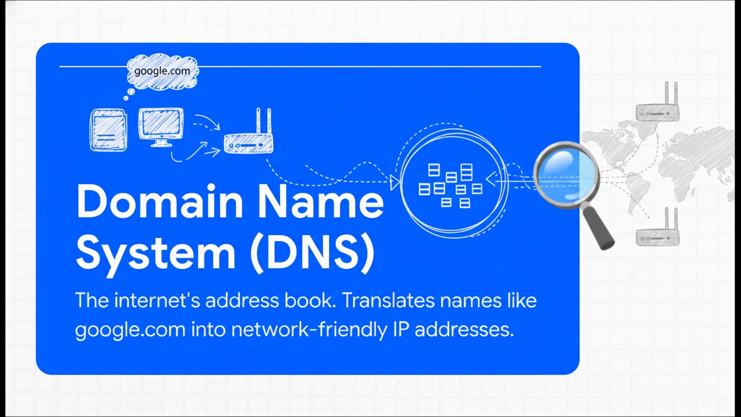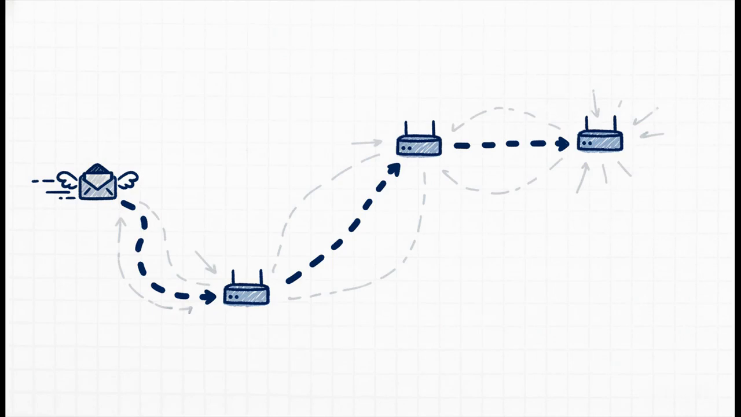The domain name system, DNS, is basically the internet's giant address book. Its one critical job is to look up the name you typed and translate it into the right IP address so all the routers know exactly where to send your data. With that IP address locked in, the journey really begins.